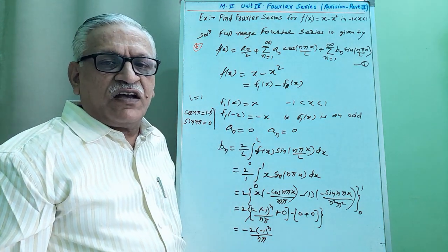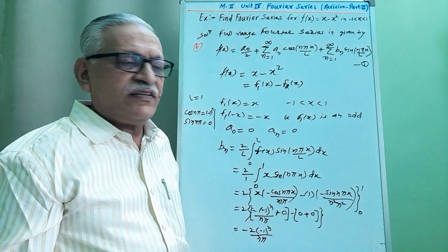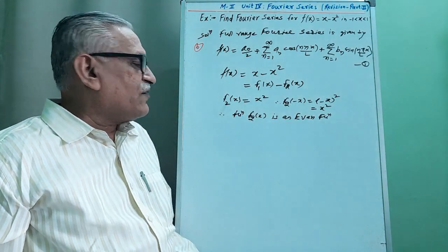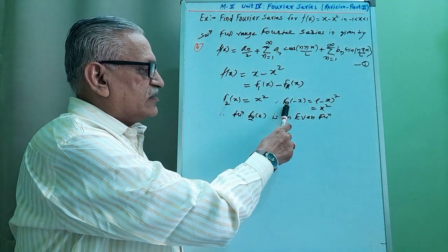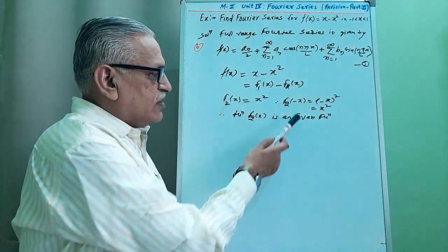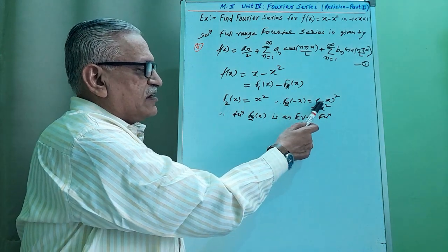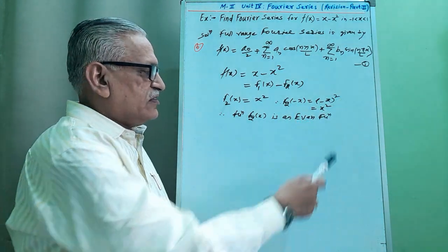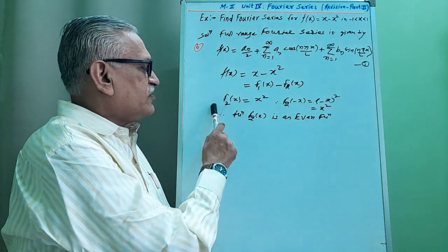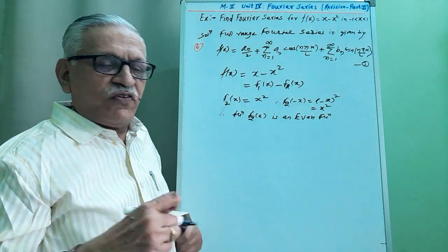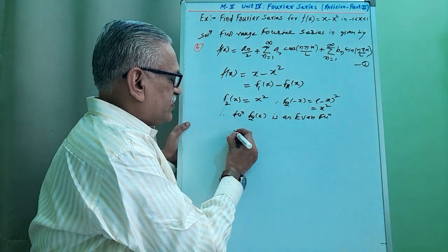Therefore here I have obtained the values of a0, an and bn for the first function x, which is an odd function. The second function is x square. Check whether it is even or odd. Replacing x by minus x, we get f2 of minus x as minus x bracket square, which gives x square, the same function, and as we get the same function, it is an even function.